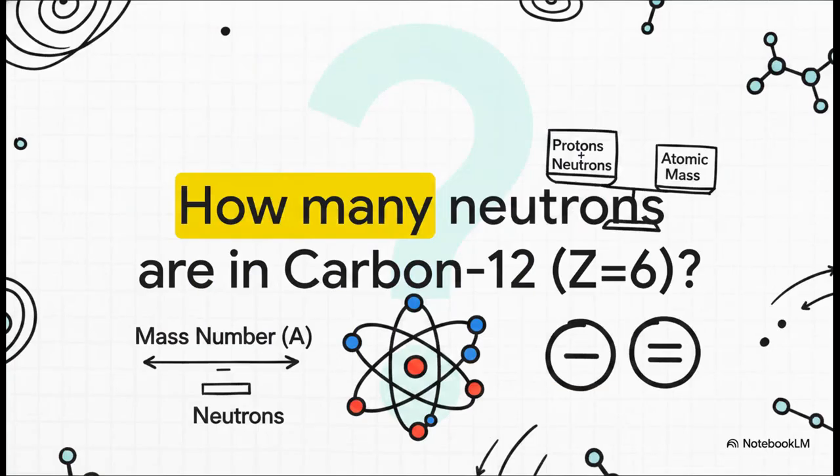All right, let's put this into practice and test those higher-order thinking skills. If a carbon atom has a mass number, or A, of 12 and an atomic number, or Z, of 6, how many neutrons are we looking at? Well, since the mass number is just protons plus neutrons, if we simply subtract Z from A, we can clearly deduce that there are exactly 6 neutrons. It really is an elegant and entirely logical system once you get the hang of it.